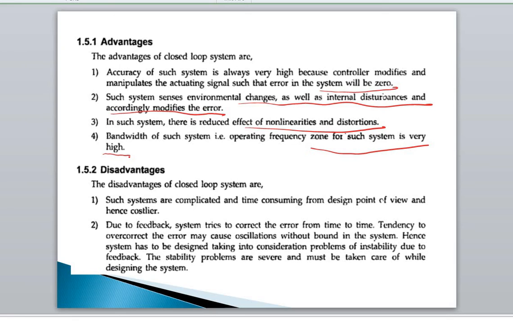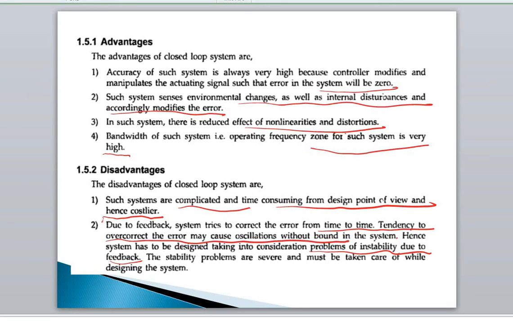What are the disadvantages then? Obviously, complicated and time consuming from point of design and therefore costly also. So see the disadvantage. Systems are complicated, time consuming to design and also expensive systems. Due to feedback, the system tries to correct the error from time to time. Tendency to overcorrect the error may cause oscillations without bound in the system. Hence, the system has to be designed taking into consideration problems of instability due to feedback.